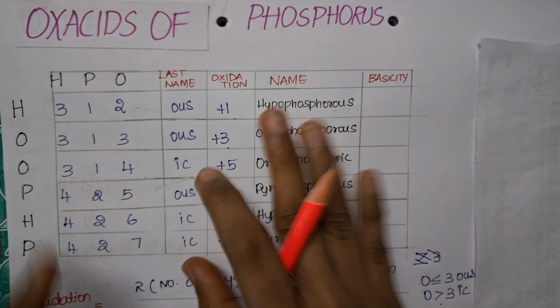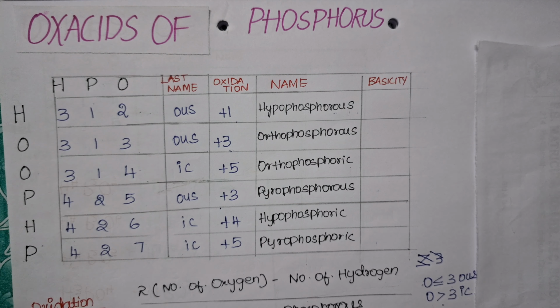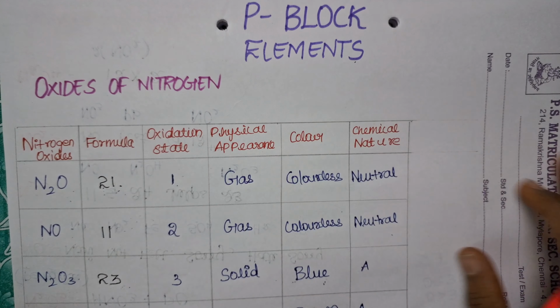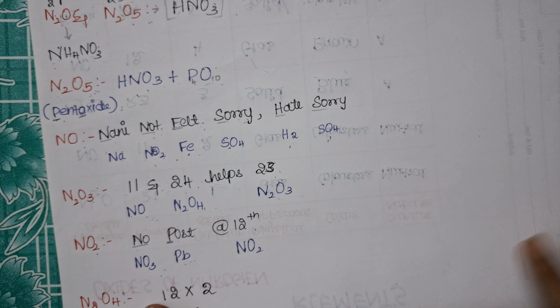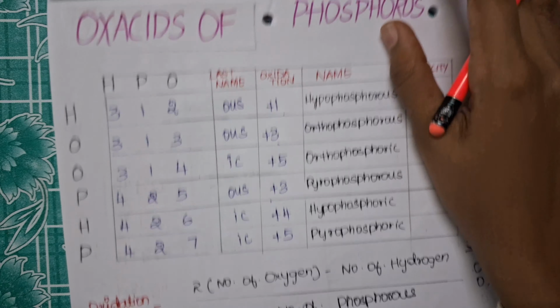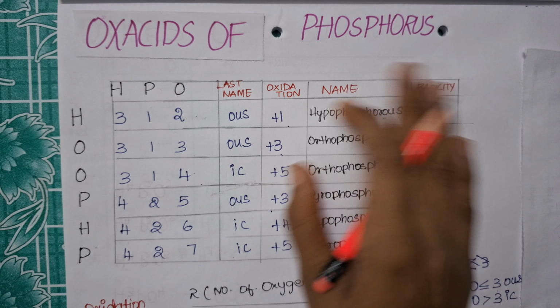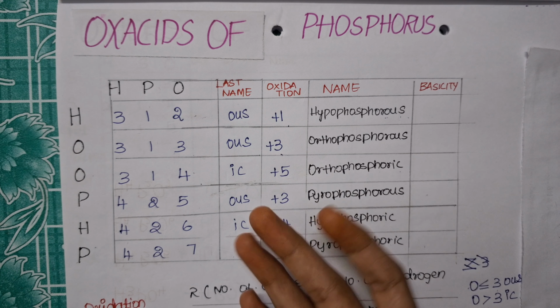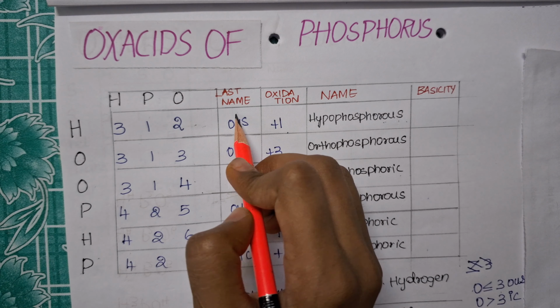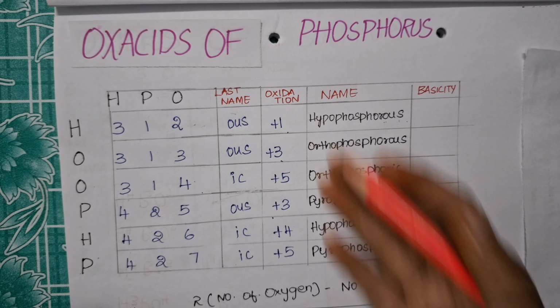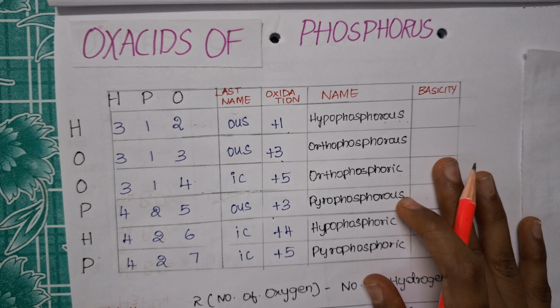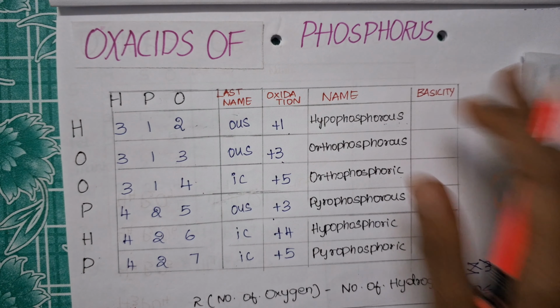So this is part 2 of your P block element short tricks. Earlier we discussed the oxoacids of nitrogen, their name, oxidation state, color and everything, and the common methods of preparation also we have seen. And even we have started with the oxoacids of phosphorus. We have discussed how to calculate the oxidation state and the name, right? Now we need to deal with the basicity and the structure of your oxoacids of phosphorus.